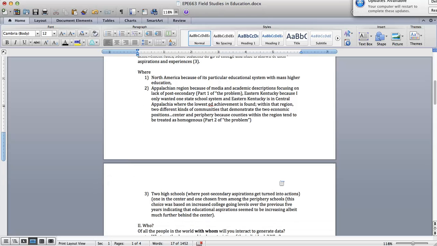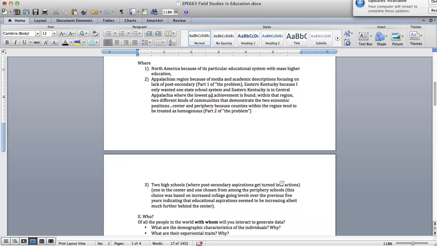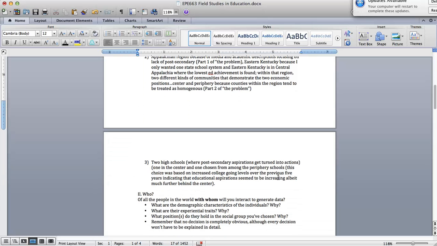But that explains why I needed two communities. So I chose two high schools. High schools are where post-secondary aspirations get turned into actions. So if I want to study youth aspirations, high schools are good places to do it.